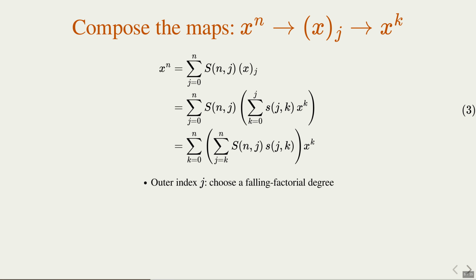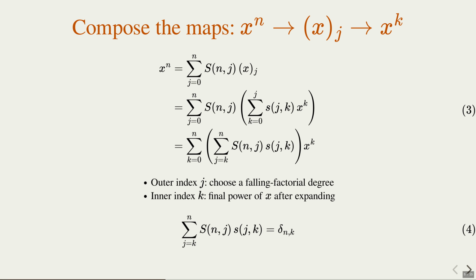The j-index is which falling factorial you used in the middle step. Only finitely many appear, because everything is lower triangular by degree. Then, the k-index is the final power basis term. Collecting coefficients is the moment where matrix multiplication is hiding.